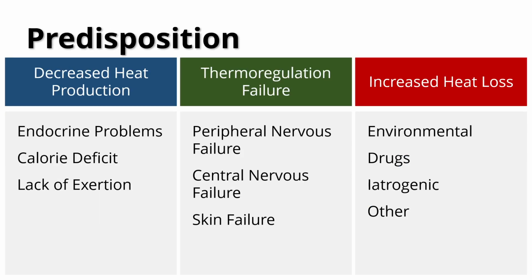So let's talk about some factors that predispose you to hypothermia. And I've grouped these into three general categories: decreased heat production, increased heat loss, and then in the middle of there, a failure of your thermoregulatory systems. So under decreased heat production, we see that there are some endocrine problems. For example, hypothyroidism, certain types of diabetes. These lead to just an overall decreased generation of heat within the body.